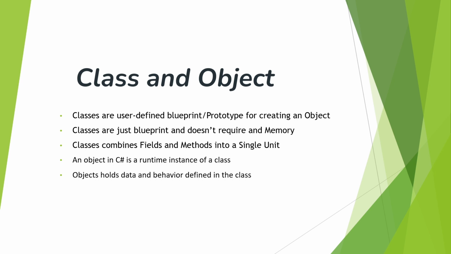Then classes have fields and methods defined into a single unit, which an object later on can access. An object in C# is a runtime instance of a class. That means it actually exists. An object takes some memory and it actually exists. An object holds data and behavior defined in the class, right?